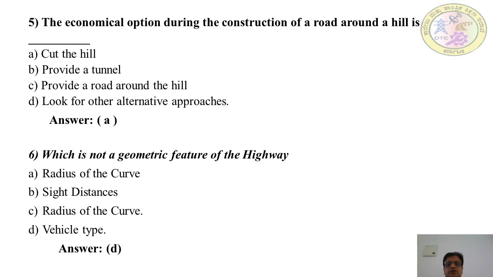The economical option during the construction of a road around the hill is: cut the hill, provide a tunnel, provide a road around the hill, or look for another alternative option. So the economical option is cutting the hill. Answer is A. Which is not a geometric feature of the highway: radius of the curve, sight distance, or vehicle type. So vehicle type is not a geometric feature of the highway.